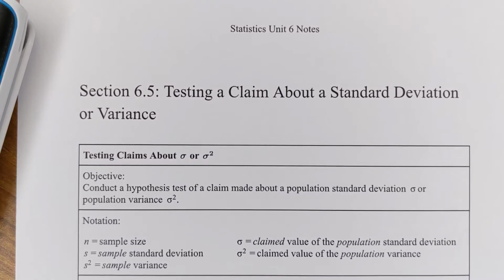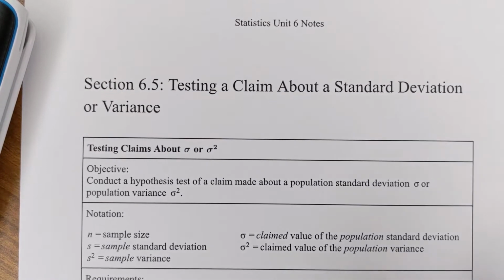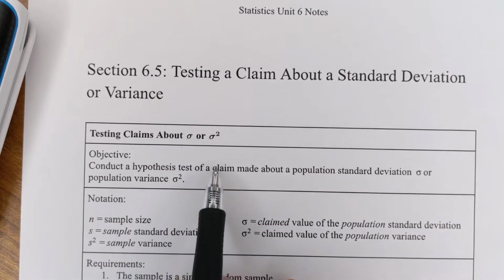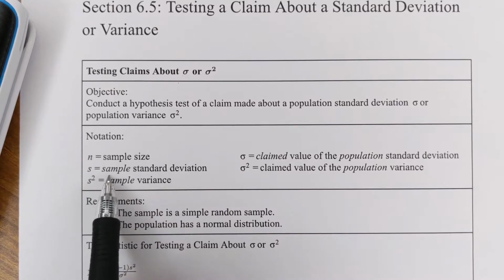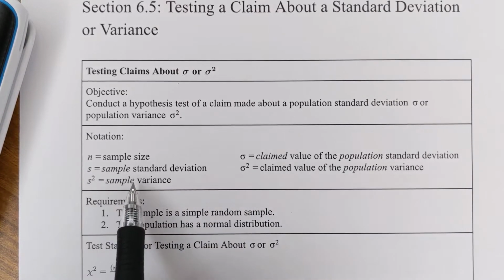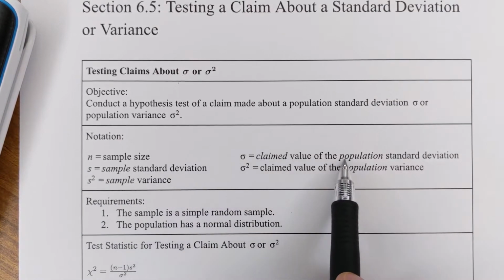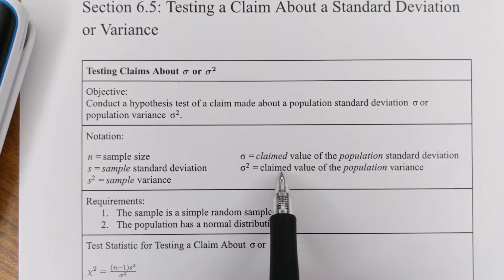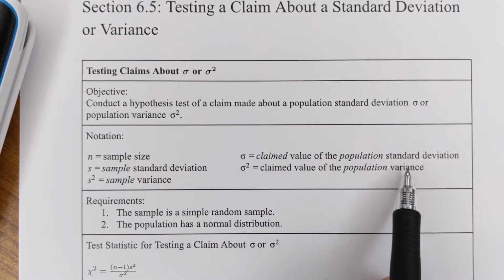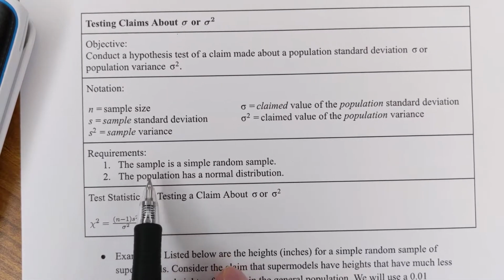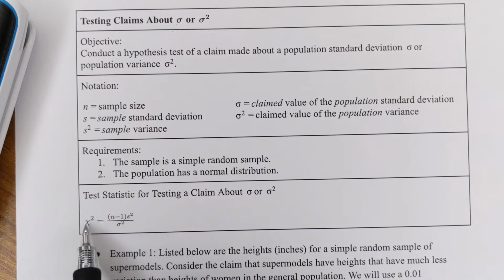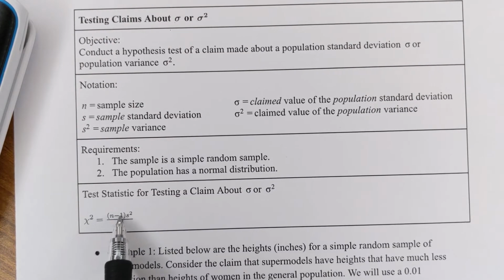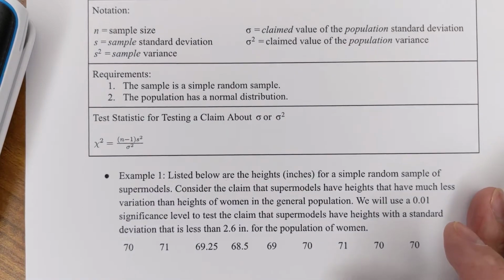Okay, here are the notes for section 6.5, testing a claim about standard deviation or variance, so sigma or sigma squared. So here's our objective. n is our sample size, s is the sample standard deviation, s squared is the sample variance, sigma is the claimed value of the population standard deviation, and sigma squared is the claimed value of the population variance. We have to have a simple random sample, and we have to have a normal distribution. Our test statistic is the chi-squared, n minus 1 times s squared over sigma squared.